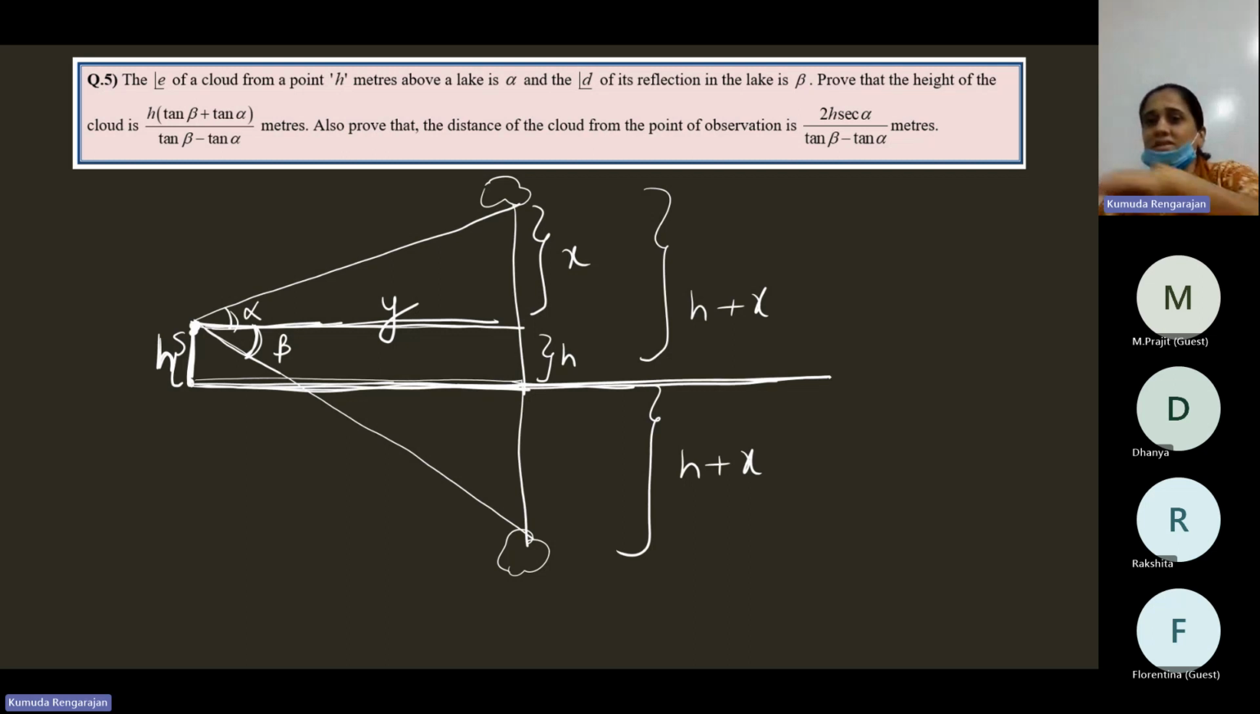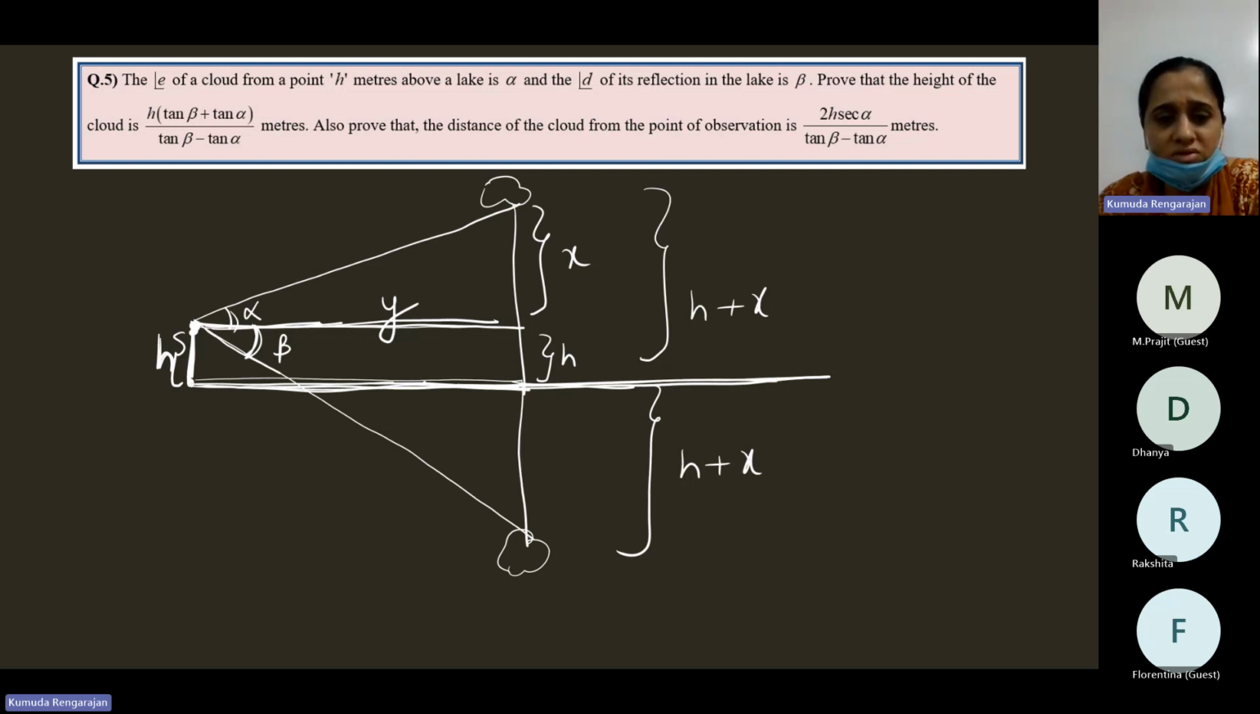The surface of the water is a source of reflection. The surface of the water acts like the mirror. The surface of the lake is the mirror. So the distance from the surface of the water to the cloud will be equal to the distance from the surface of the water to the reflection. Like the mirror: you stand in front of the mirror, the distance from the mirror to you will be equal to the distance from the mirror to the reflection.